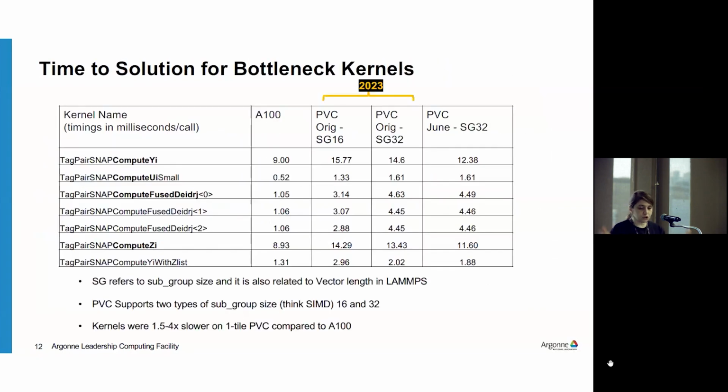This one shows you the time to solution for different kernels when we started the study, and the SG size refers to subgroup size, 16 and 32. One thing we learned through our studies was that different kernels liked different subgroup sizes, which was one of the optimizations we did, but it had to be specific to the kernel. It wasn't all the same thing. Our goal was to match the A100, and you can see we're not there yet.